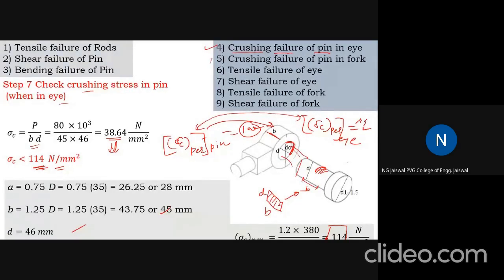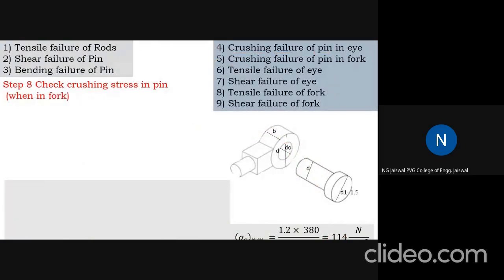Next will be the crushing failure of pin in fork. So crushing failure of pin in fork, again what we do? We'll again write the equation for crushing stress. Check crushing stress in pin when in fork. See the next slide. Same thing. Crushing failure means that I'm expecting there will be a crushing stress in the pin in the fork. When it is in fork, just the contact area or contact length is replaced from B to 2A. That is the only thing that happens when it is in fork.